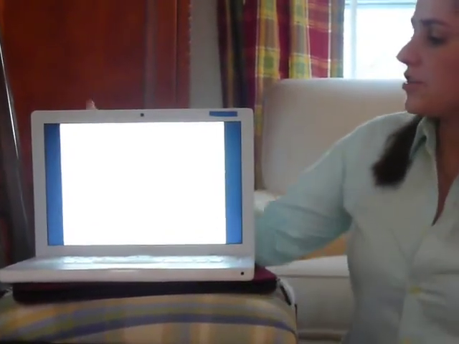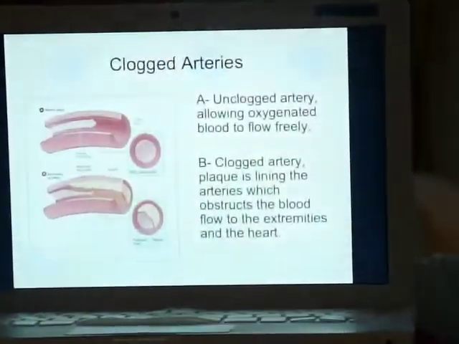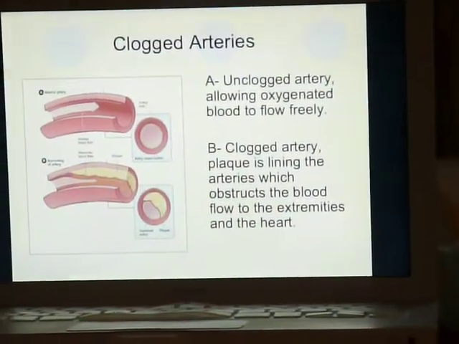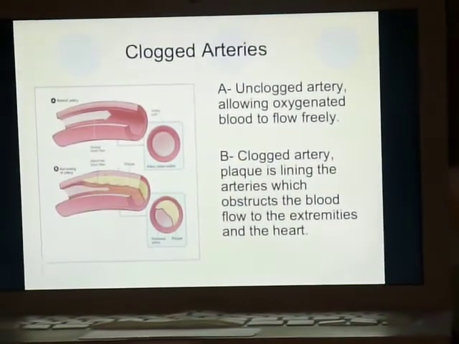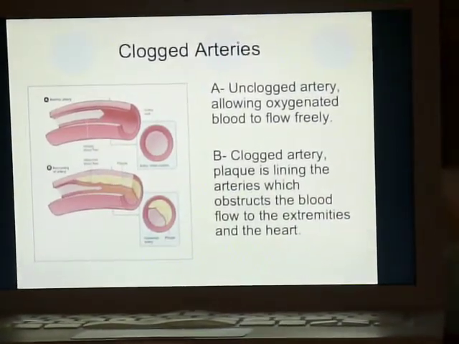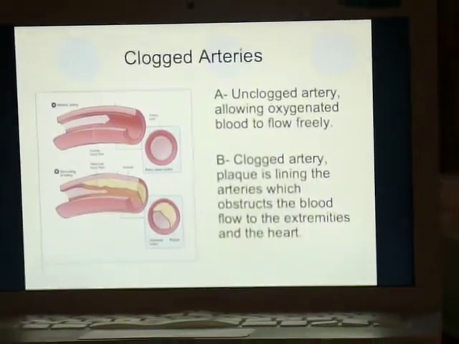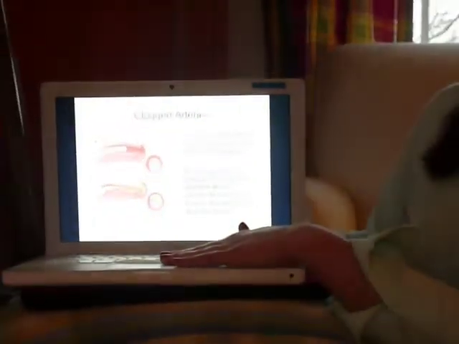This picture here is showing two different types of arteries. The first one is a picture of an unclogged artery, and this allows the oxygenated blood to flow freely to the heart. The second picture, though, as you can see, there's plaque along the inside of the artery, which obstructs the blood flow to the extremities and the heart. So you might have problems with blood flow in your extremities and your heart.